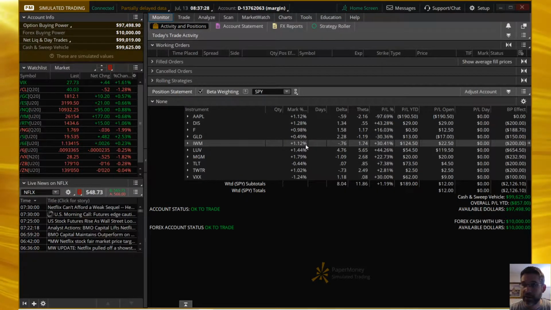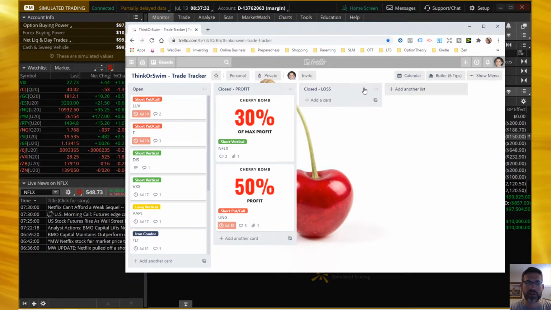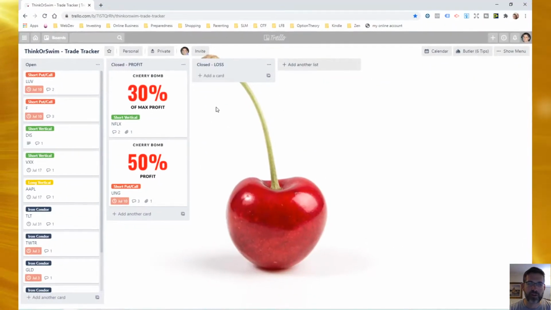Okay, let's take a quick peek over at our Trello tracker. And we can see here, I just added these cover photos. I'm still kind of playing with it. I like seeing, this should say of max profit here as well. When I put something over in the closed for profit, I like to add a little picture. I do this with Canva, in case you're wondering where those come from.